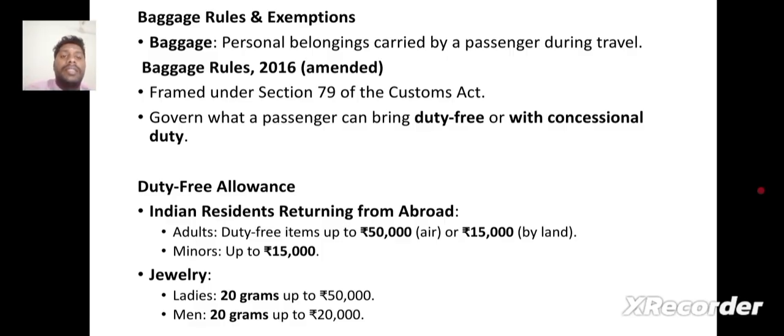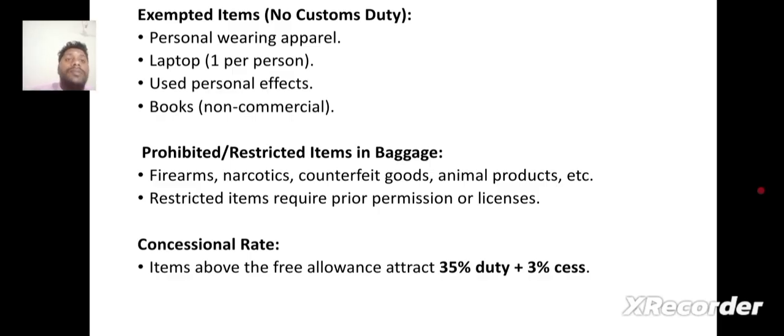Duty free allowance: Indian residents returning from abroad. Adult duty free items are 50,000 by air, by land 15,000. Jewellery: ladies up to 20 grams, men's up to 20 grams, up to 20,000. Exemption items, no customs duty: personal wearing apparel, laptop one per person, used personal effects, books non-commercial.